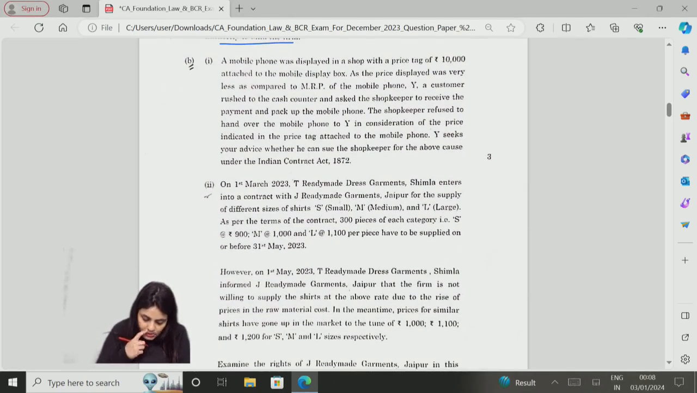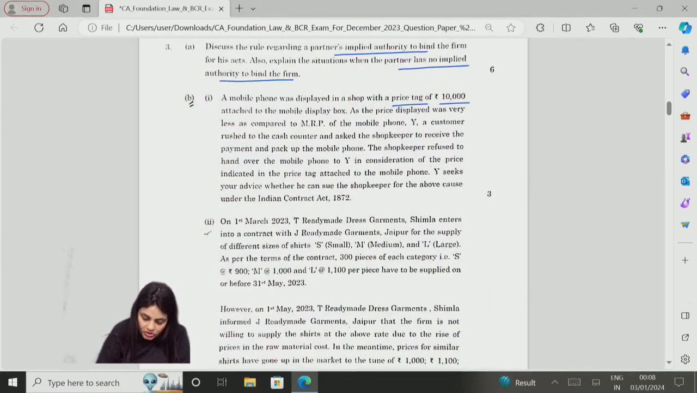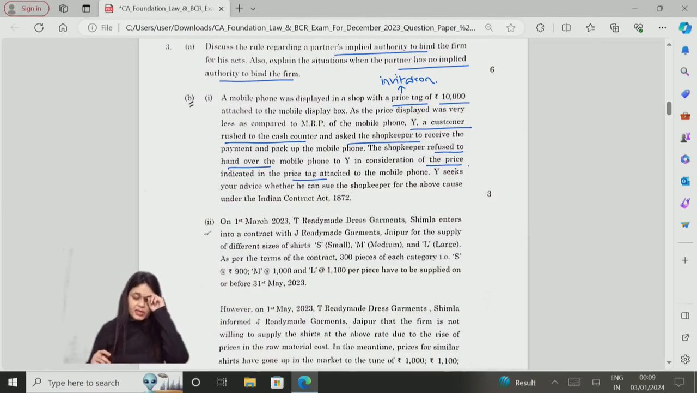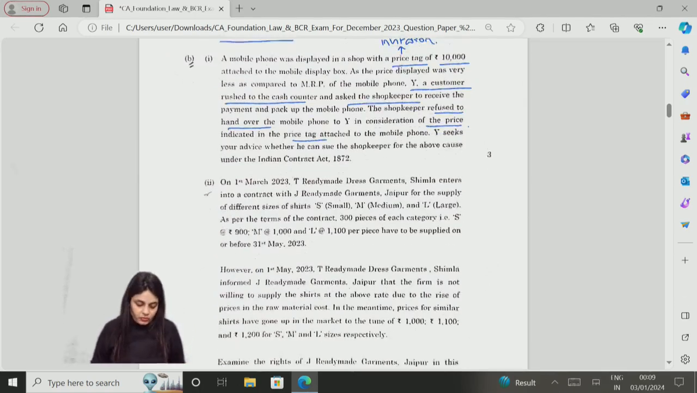A mobile phone was displayed in a shop with a price tag of 10,000. Price tag is an invitation to offer. Attached to the mobile display box. As the price displayed was very less compared to the MRP of the mobile phone, a customer rushed to the cash counter and asked the shopkeeper to receive the payment and hand over the mobile phone. The shopkeeper refused to hand over the mobile phone in consideration of the price indicated in the price tag attached to the phone. Can the customer sue? No, he cannot sue. It's just an invitation to offer. Obviously, if I open a shop, I will not say I will never put a wrong tag, but I do have a right to refuse.